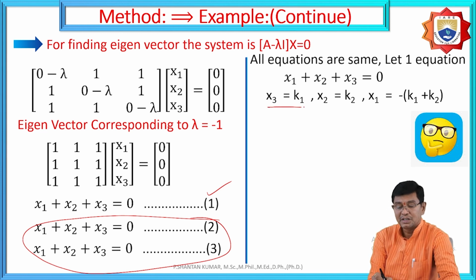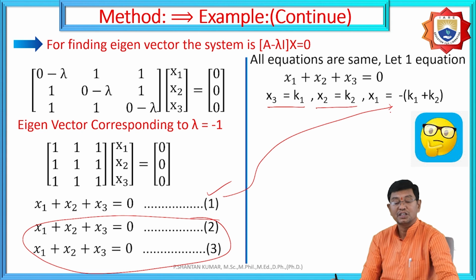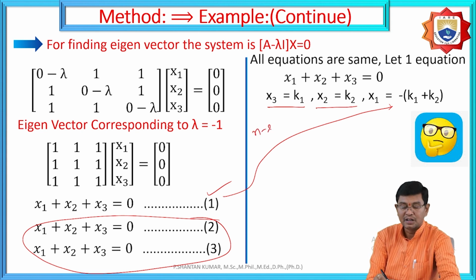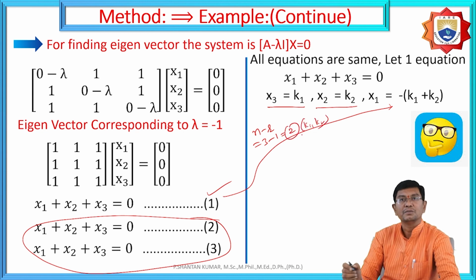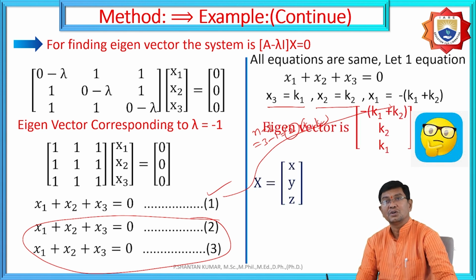Therefore, let us assume that x3 is equal to k1 and x2 is equal to k2. Based upon that, from equation 1, we obtain that x1 is equal to minus k1 minus k2, because of n minus r. Here n is 3 variables and r is 1, therefore it is 2. Based upon this logic, we need to find the solutions.